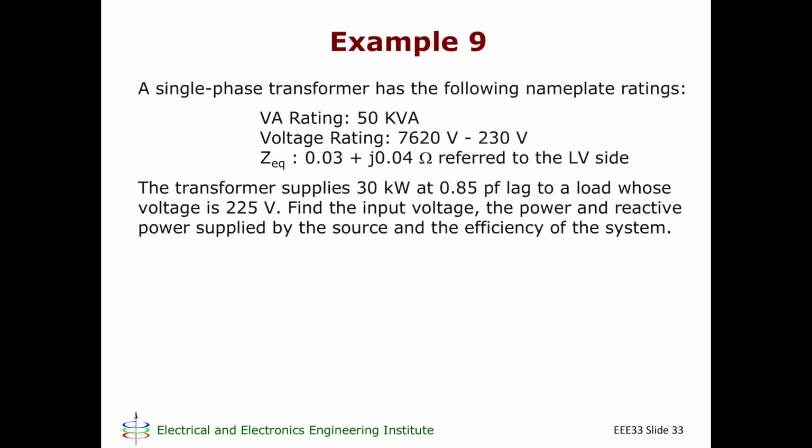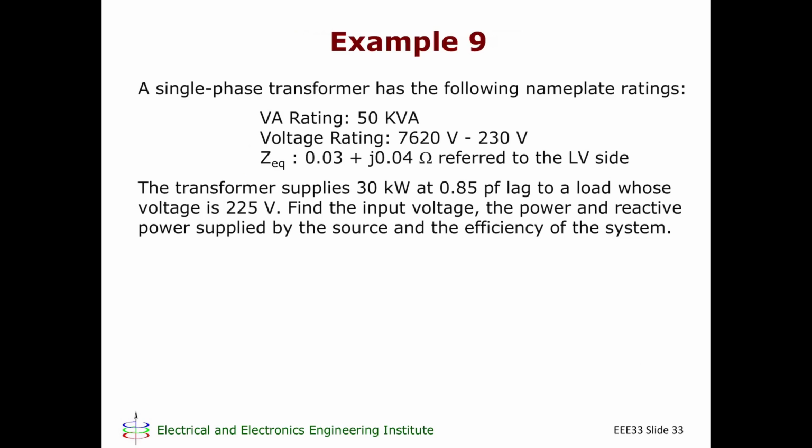A single-phase transformer has the following nameplate ratings. The volt-ampere rating is 50 kilovolt-amperes. The voltage rating is 7620 to 230 volts, and the equivalent impedance of the transformer is 0.03 plus j0.04 ohms referred to the low voltage side.